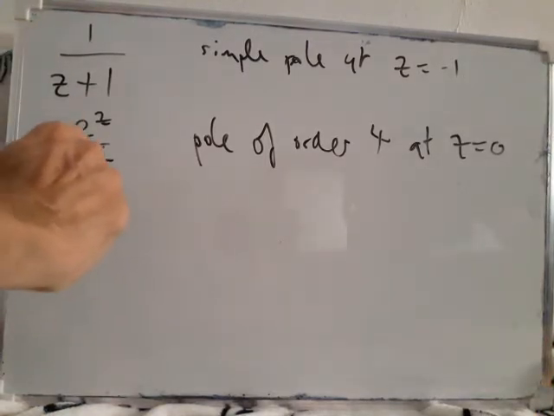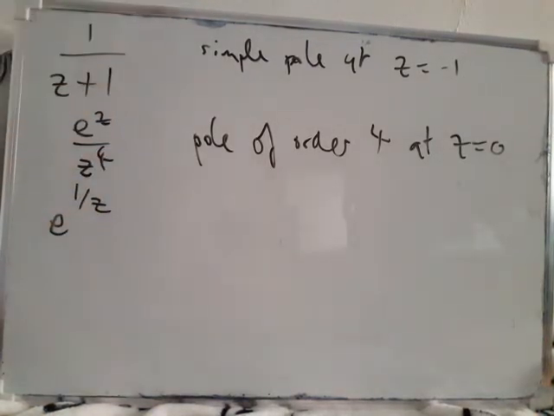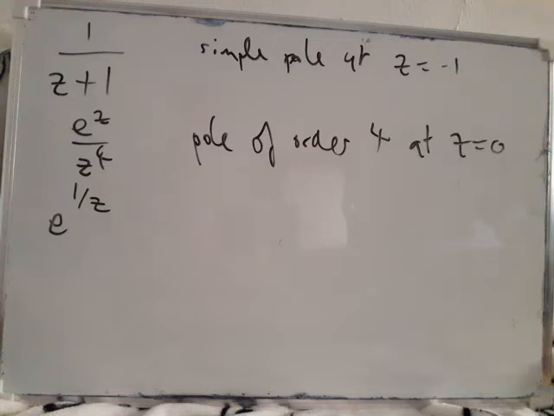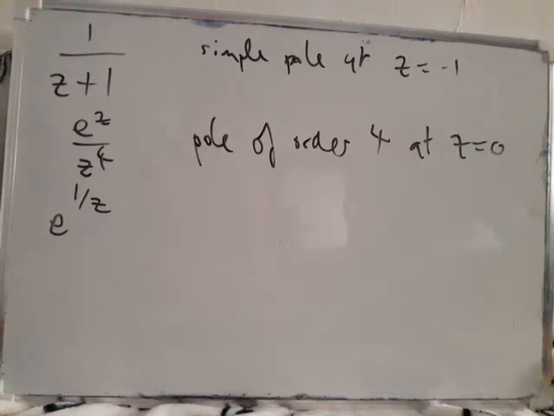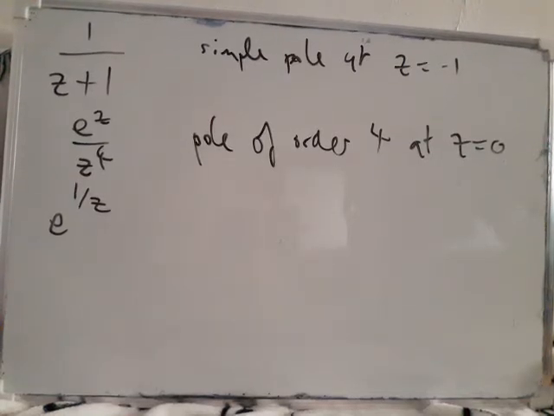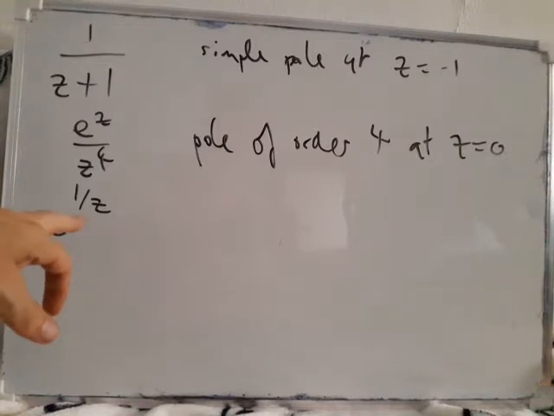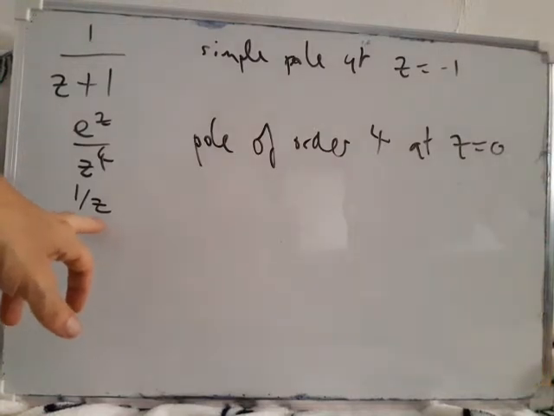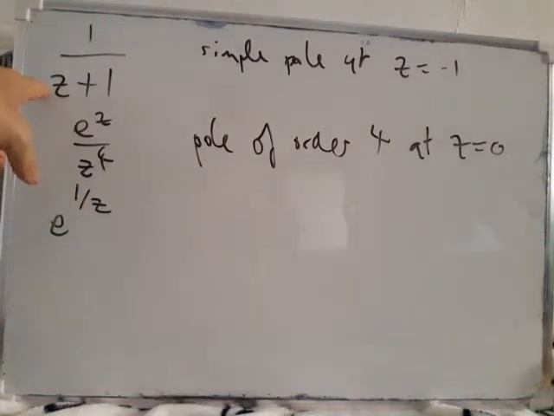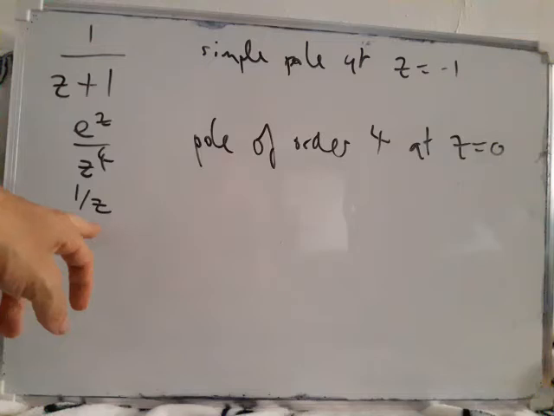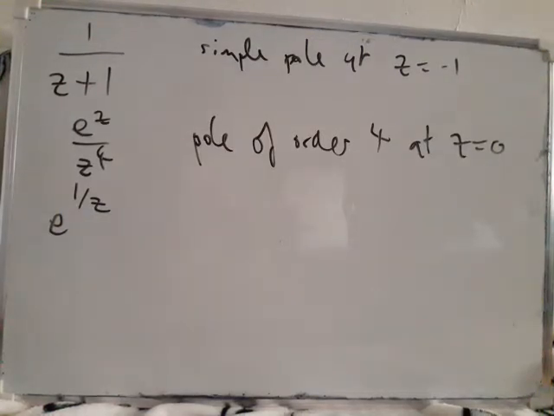What about e to the 1 over z? Well, I actually mentioned e to the 1 over z a bit earlier. This one is a bit strange. As I said before, with these previous examples, it's fairly obvious that as z tends to minus 1, you're going to get infinity, or z tends to 0, you're going to get infinity. In this case, it really depends.